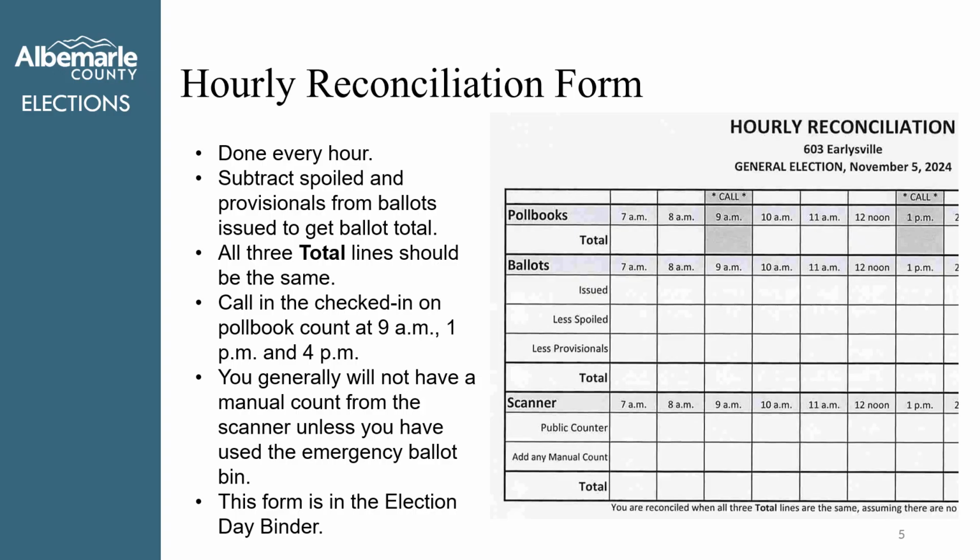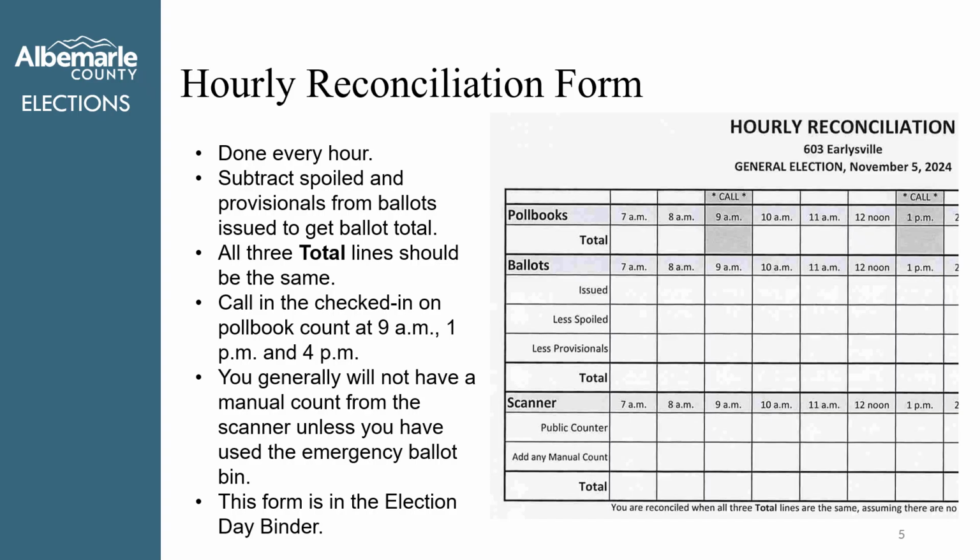The hourly reconciliation form is done every hour, and it helps the chief make sure that things are going according to plan in the polling place. You subtract the spoiled and provisionals from the ballots issued to get the ballot total from the ballot table. The poll pad total, the ballot table total, and the scanner total should all be the same number.